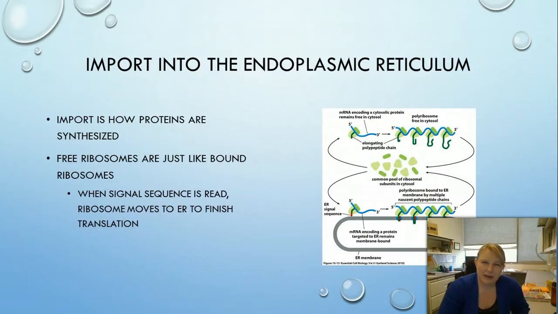So the weird thing about the endoplasmic reticulum is that we don't think about it needing proteins imported, right? We know they can, the RER makes its own protein, but remember, if it's going to be something that needs to be in the ER, it's made in the cytosol, so it has to be imported as well. And this is how they're actually synthesized as they're imported.